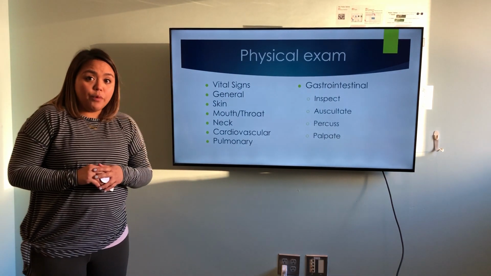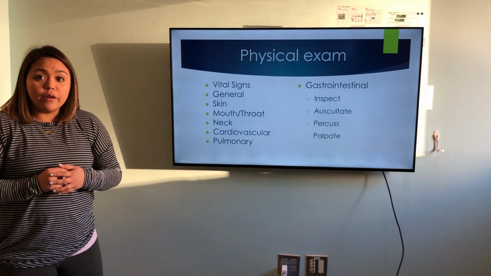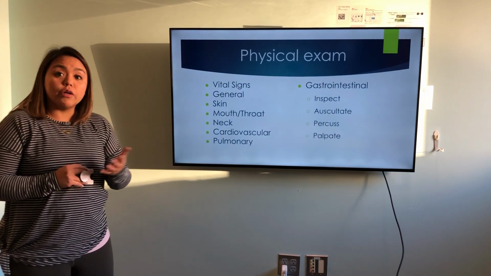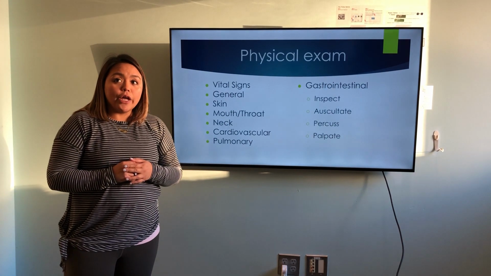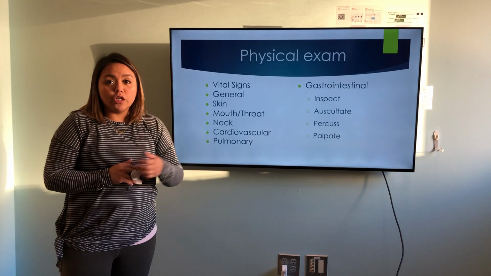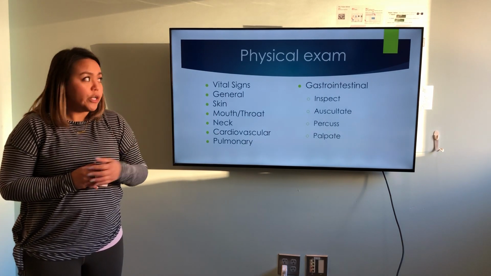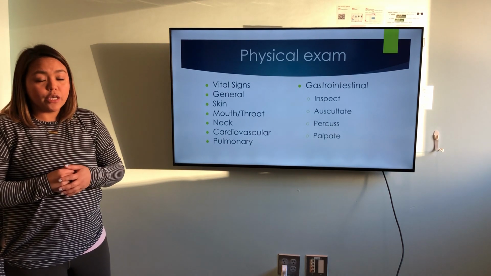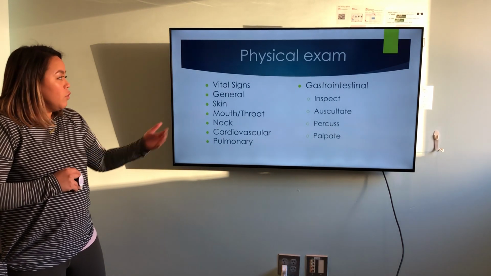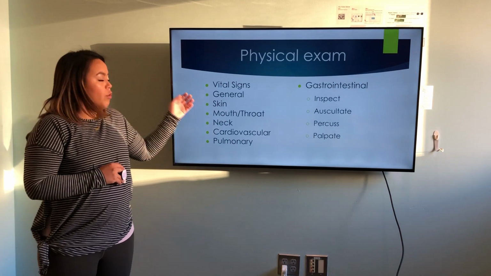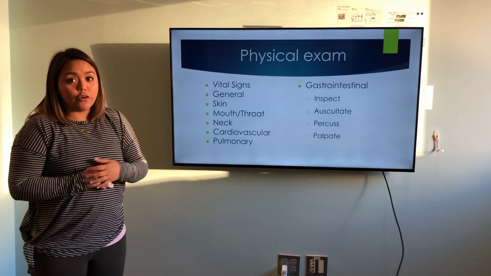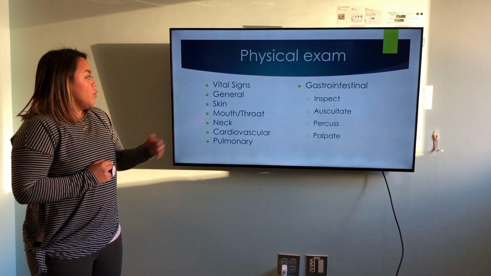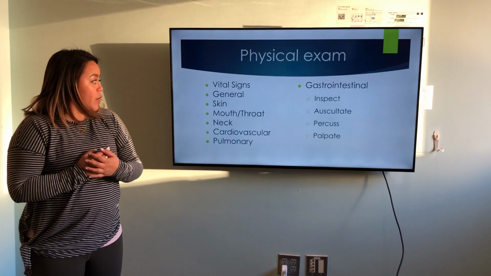So physical exam, you want to examine your patient when they come in with abdominal pain. You want to look at their vital signs. Are they having hypotension? Are they having tachycardia? Are they having a fever? You'll see that in their temperature. Look overall, general, are they in distress? Are they guarding? Look in their skin, are they diaphoretic?